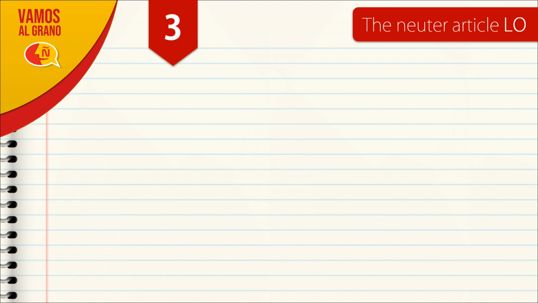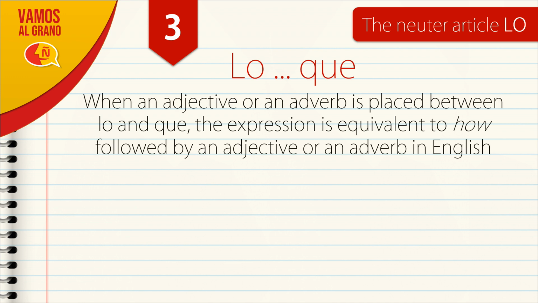The third way is similar to the previous one, lo que, but in this case we place an adjective or an adverb in between. So when an adjective or an adverb is placed between lo and que, the expression is equivalent to how, followed by an adjective or an adverb in English.